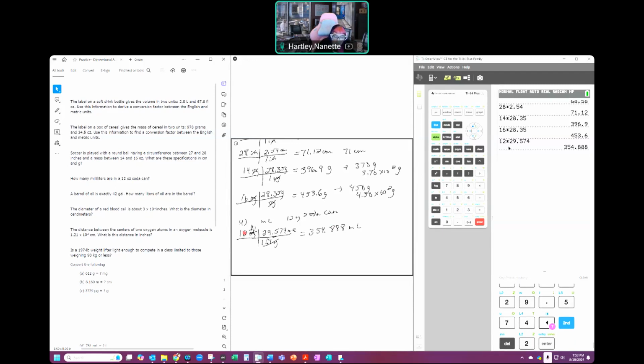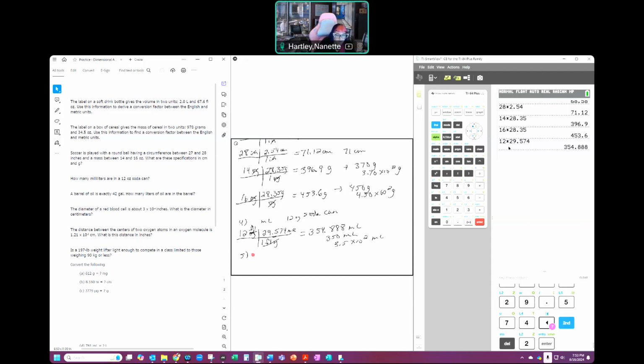12 is here, so 2 sig figs is what I want out of my answer. So that's 350 milliliters approximately, or 3.5 times 10 to the second milliliters. Okay, so all of those are acceptable answers for what we're talking about. Okay, awesome.